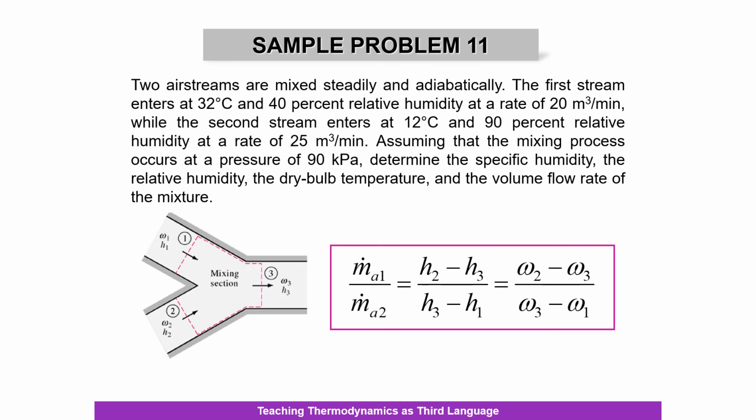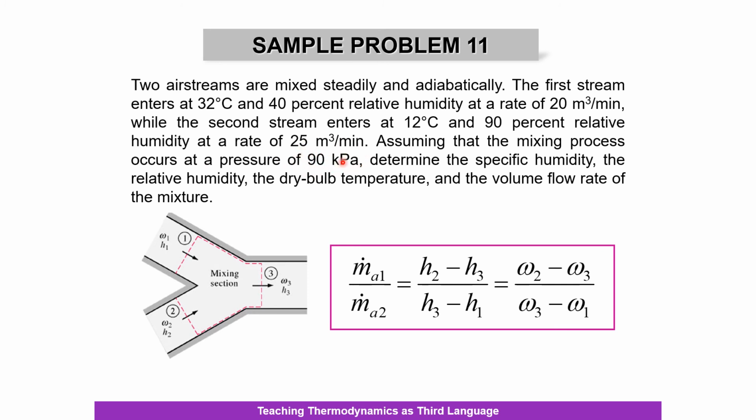So, a sample problem for our next problem, based on adiabatic mixing. As you can see here, we have stream 1 and stream 2 mixed in this adiabatic section and delivered at state 3. Two streams are mixed steadily and adiabatically. The first stream enters at 32 degrees C and 40% relative humidity at a rate of 20 cubic meters per minute, while the second stream enters at 12 degrees C and 90% relative humidity at a rate of 25 cubic meters per minute. Assume the mixing process occurs at a pressure of 90 kilopascal.